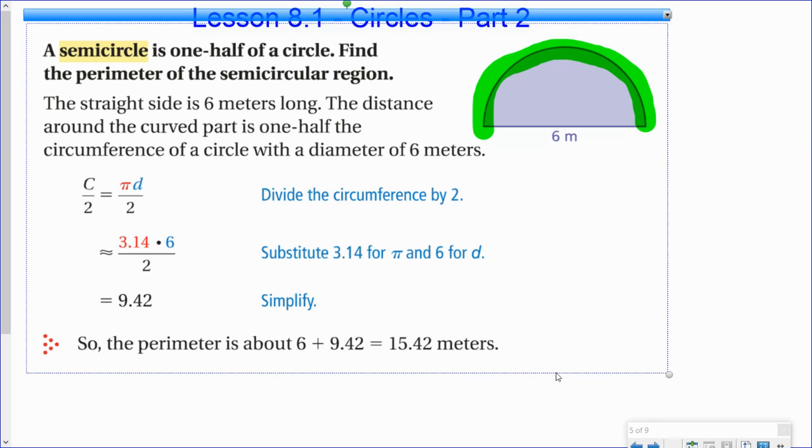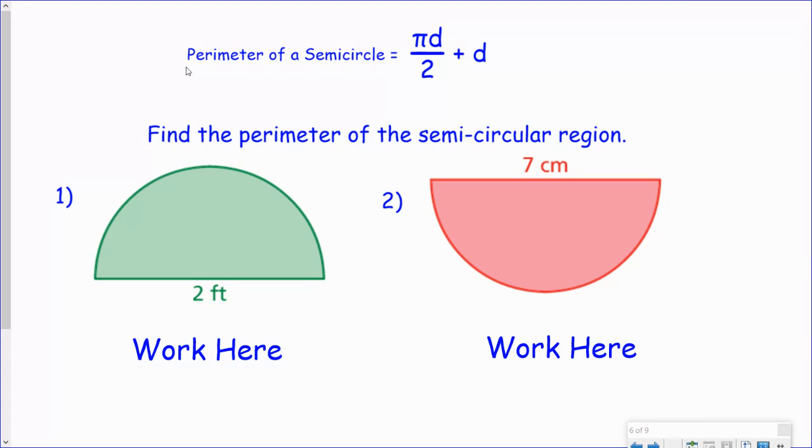So now we're going to do 2 together. These I'd like you to write down so you have samples for you. I kind of made my own formula. I don't know that people really use this as a formula, but pi times diameter divided by 2. That gives you the curve. And then if you add the diameter back on, you will have your entire perimeter for your semicircle. So we're going to do this first one.